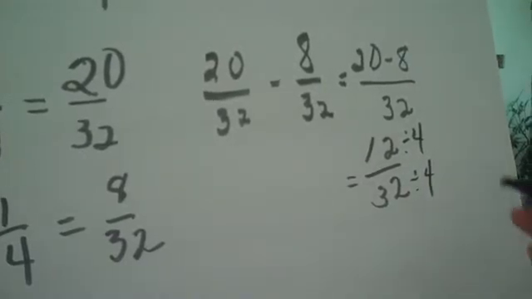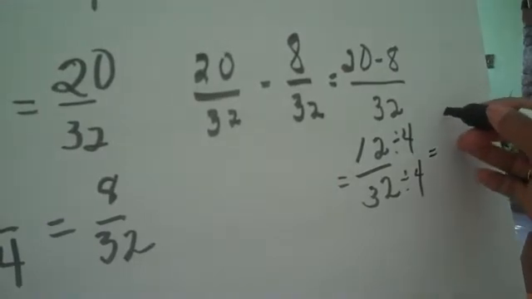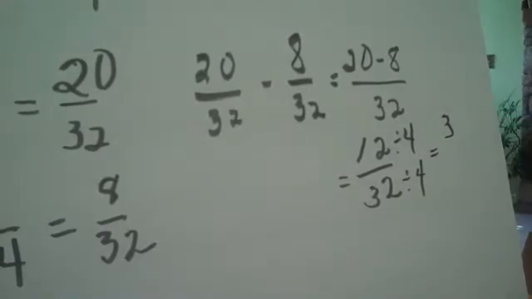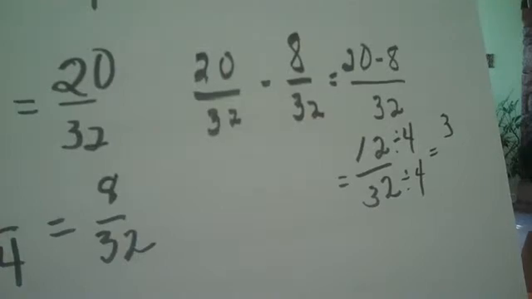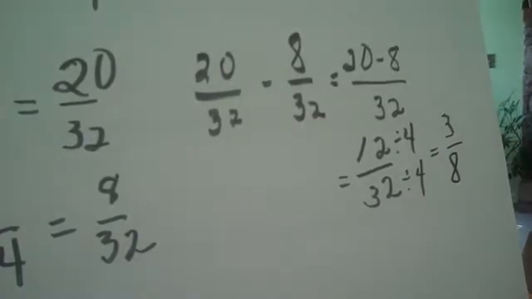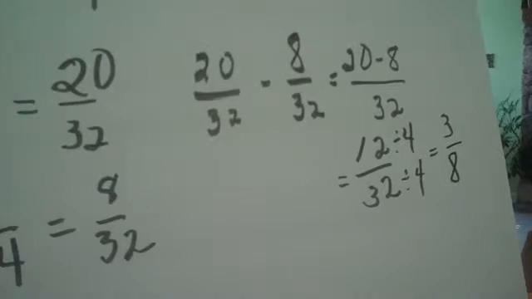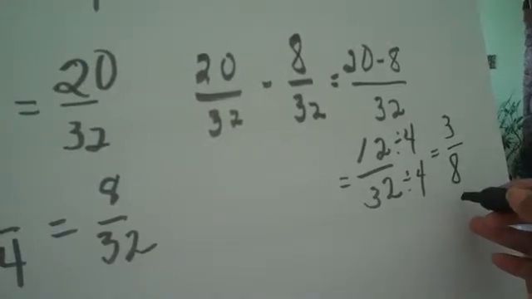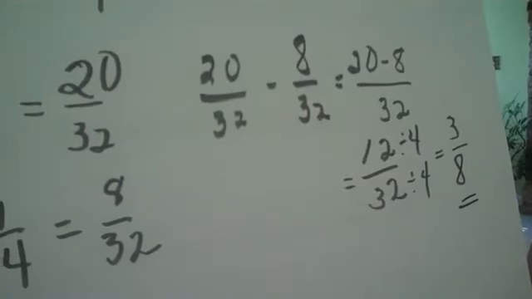12 divided by 4 is 3. 32 divided by 4 is 8. 3/8 cannot be reduced, so our answer is 3/8.